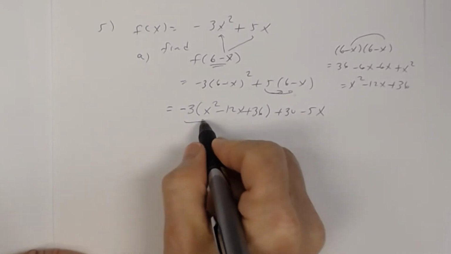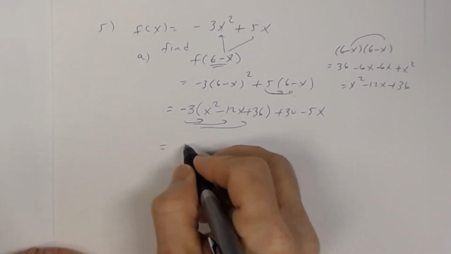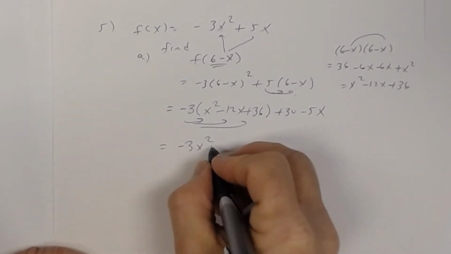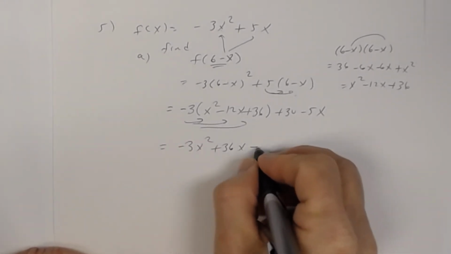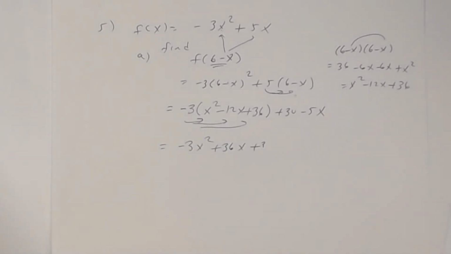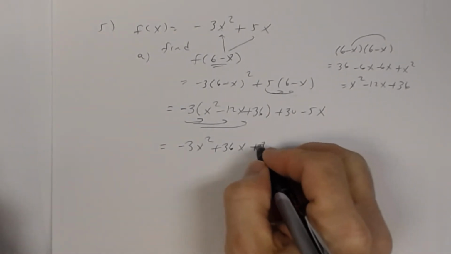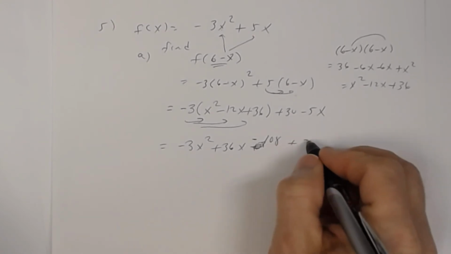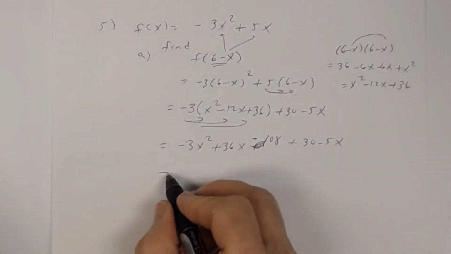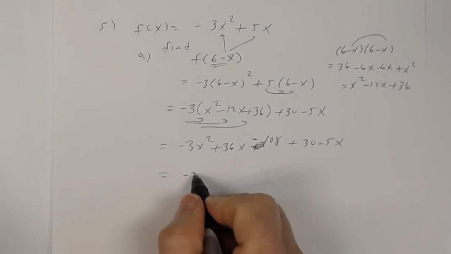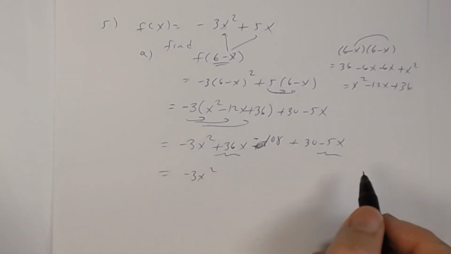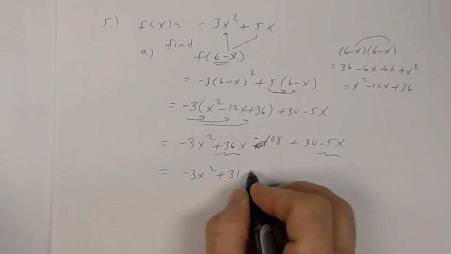And so now distributing the negative 3, I get negative 3x squared. A negative 3 times a negative 12x is a positive 36x plus 30. Oops, a negative 3 times positive 36 is going to give me a negative 108. So minus 108. And then plus 30 minus 5x. Combining like terms, I get a negative 3x squared. A 36x and a negative 5x is a positive 31x.